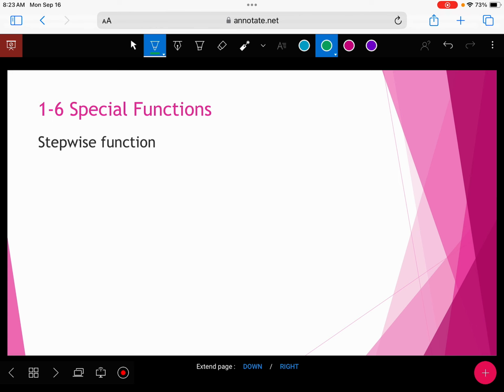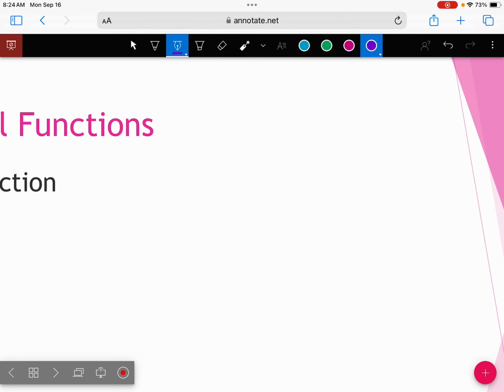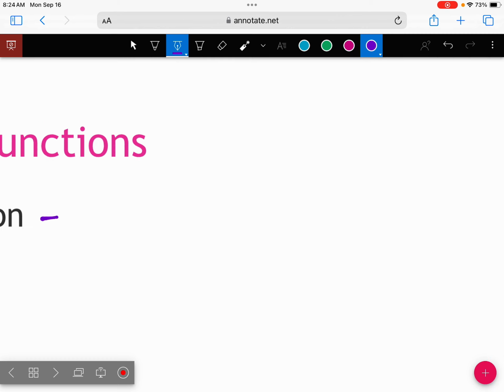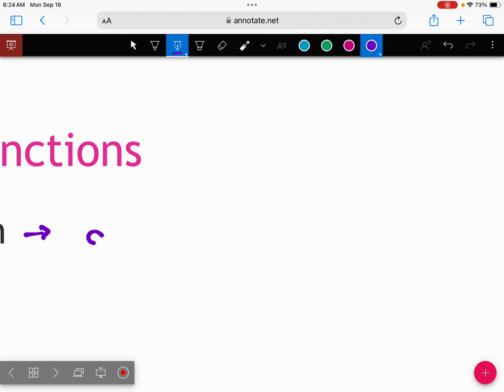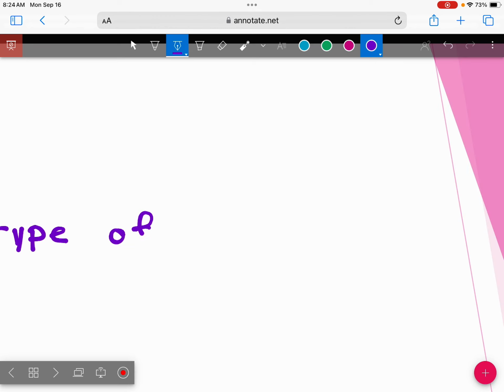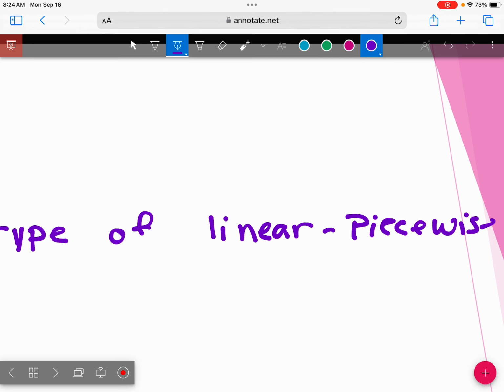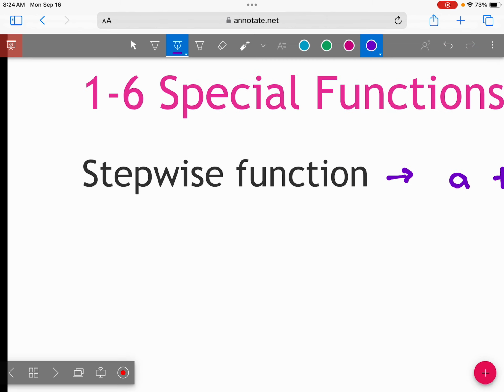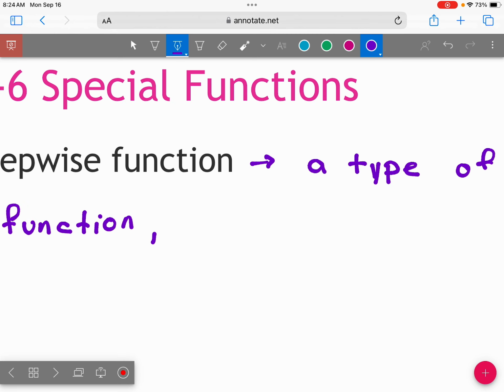All right. So we're going to be working with things called stepwise functions, which are a special kind of piecewise function. So I'm going to give us our proper definition first. A stepwise function is a type of linear piecewise function. So it's a piecewise function made up of only lines.